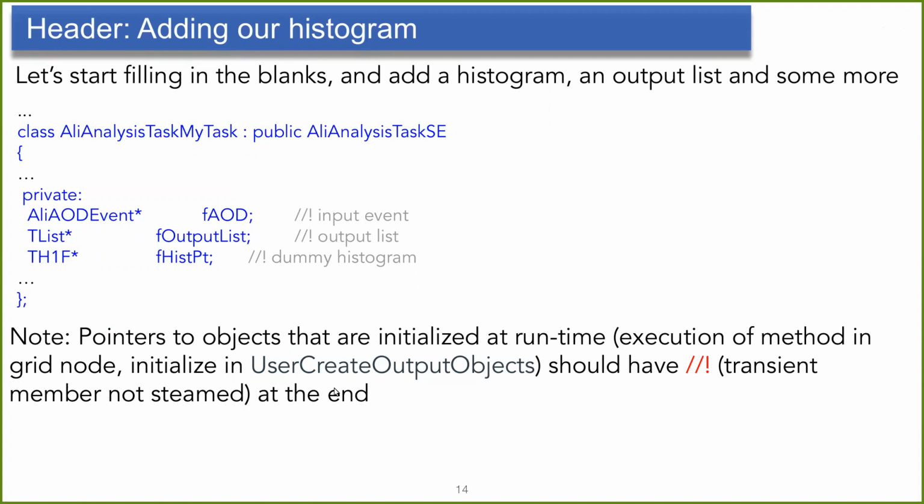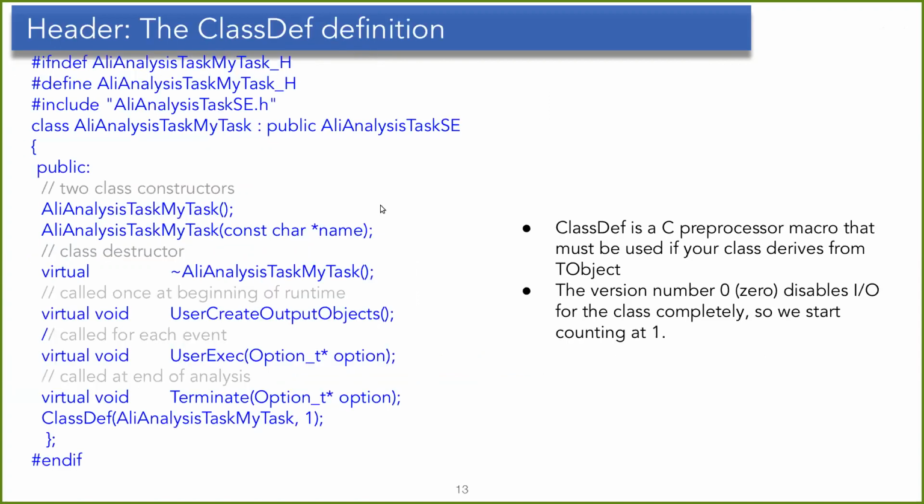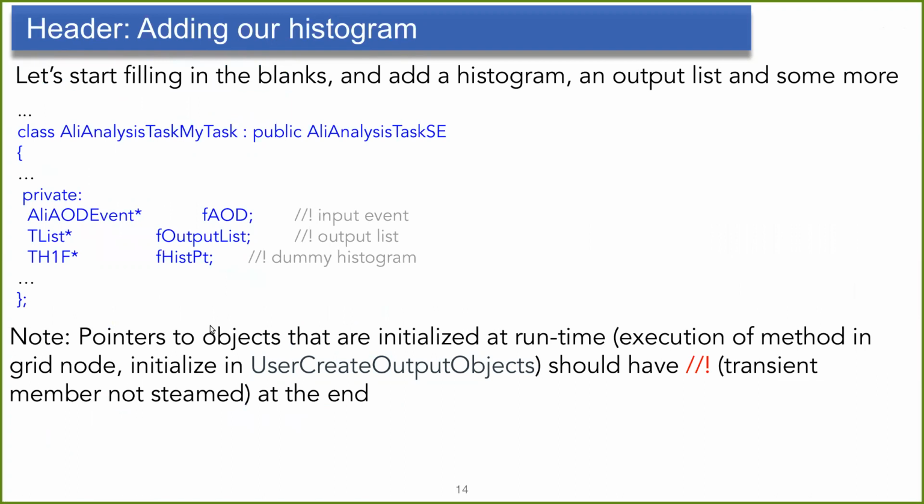In the analysis task, we have seen that we have defined the public members here. Now let's define the private members which will be used in your analysis. Those are basically your input and output objects. For example, we are going to use the AOD data, so we define a pointer of this AliAODEvent named as fAOD. Then we will store our output in a list, therefore we define a TList and name it as fOutputList.